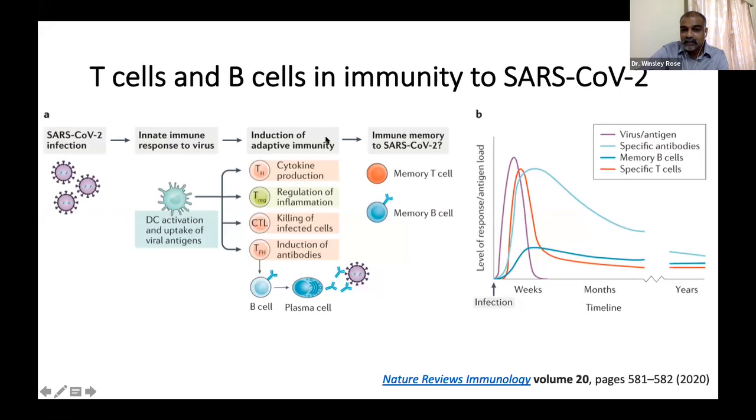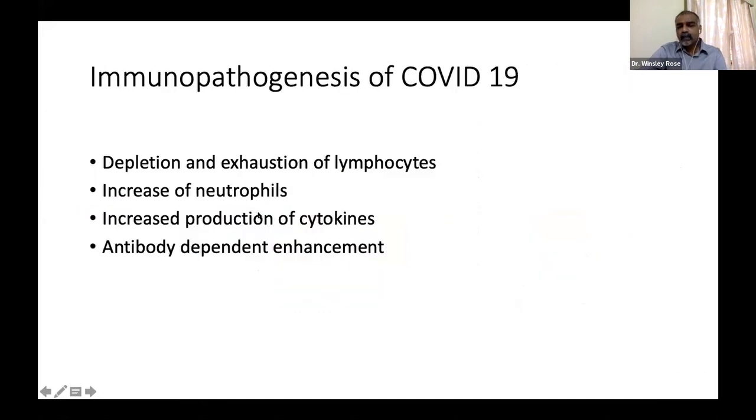Now, after this, you have a period where there is recovery to SARS-CoV-2, and there is immune memory. And this immune memory can be T cell mediated as well as B cell mediated. So there are antibodies as well as T cell mediated immunity, which actually can stay on for many months or even years. Now, what happens with COVID-19?